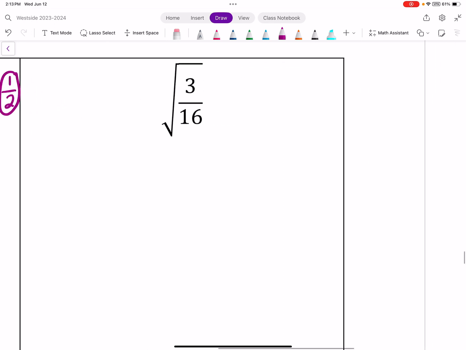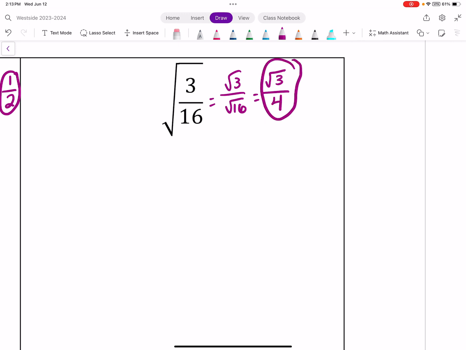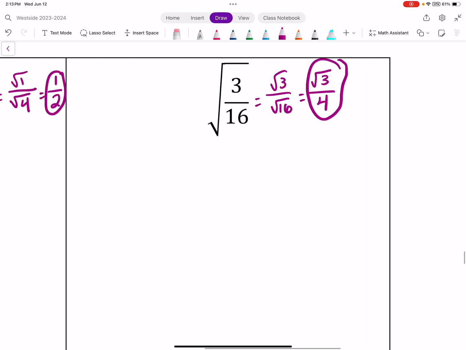Going to the third example, the square root of 3/16. So we're going to go ahead, the square root of 3 over the square root of 16. The square root of 3, we don't know. It does not break up any further, so we're just going to leave that as the square root of 3. And the square root of 16 is 4. We have done our job in not having a denominator with a radical. So that would be our final answer.